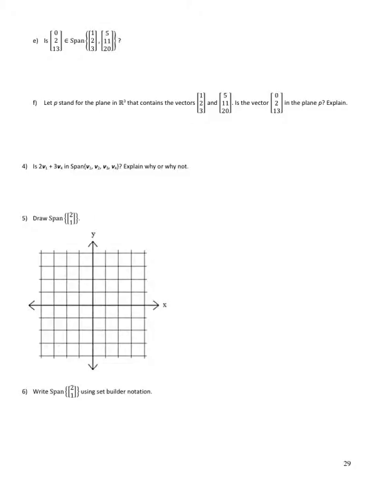Is 0, 2, 13 in the span of 1, 2, 3 and 5, 11, 20? No, because the definition of span is the set of all linear combinations. So we know that 0, 2, 13 is not a linear combination of those two vectors, which means it is not in the span.